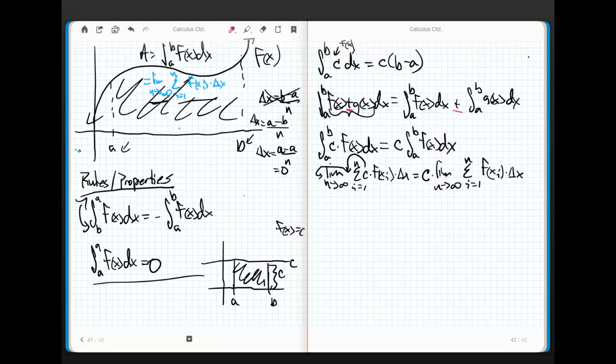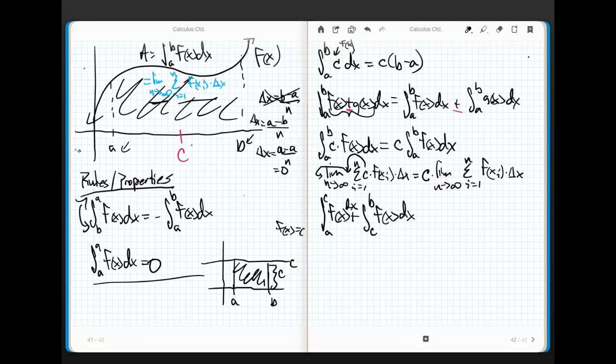I don't want to redraw it, I'm being lazy. Let's stick a c right there. Now, here's another rule. What if I take the integral from a to c of f of x dx plus the integral from c to b of f of x dx? Well, think about that. Geometry says that you're allowed to add areas, right? The integral from a to c is just that area right there. Plus the integral from c to b, that's just that area right there. Add them together, and what do you get? You get the whole area from a to b, right? So this is the integral from a to b of f of x dx.